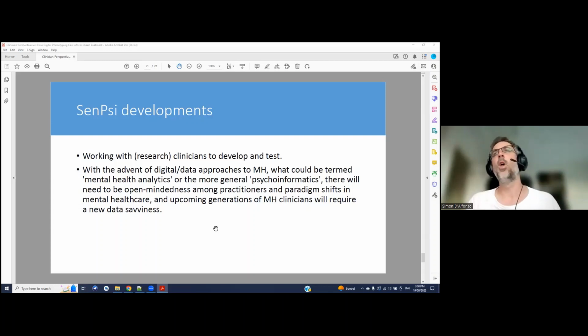to mental health, what could be termed mental health analytics or the more general psychoinformatics, there will need to be open-mindedness among practitioners and paradigm shifts in mental health care. And upcoming generations of mental health clinicians will require a new data savvy. So I think there needs to be this movement to educate clinicians so they go from the pen and the paper pad, and the fainting couch, which they can still keep, but start to incorporate clinical decision support technologies and AI technologies perhaps into future practice.